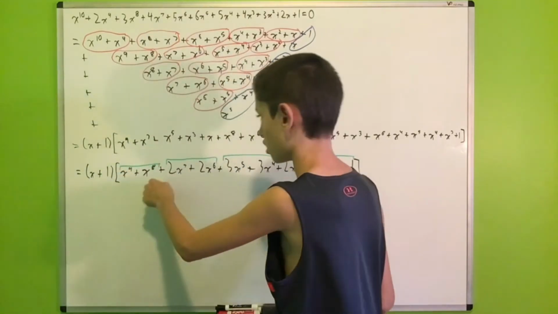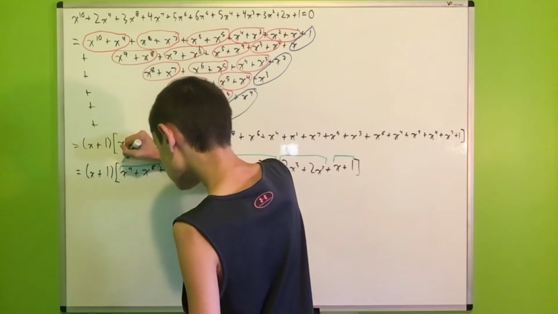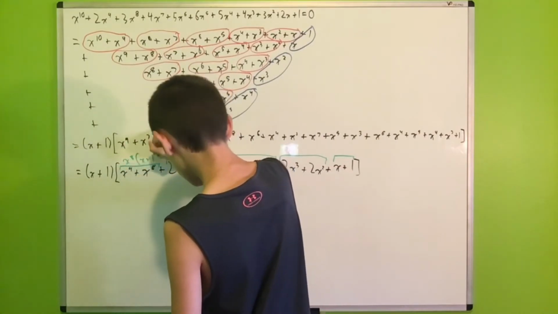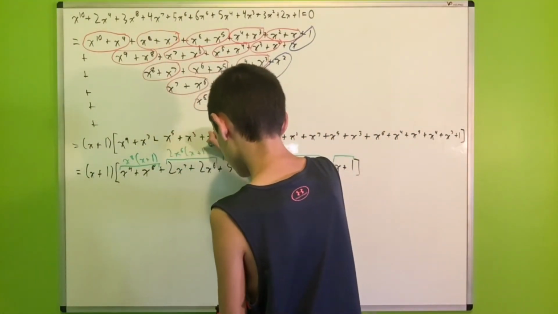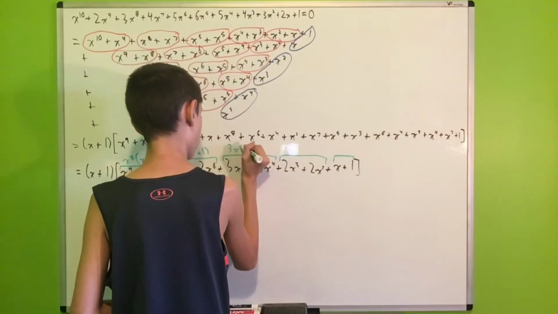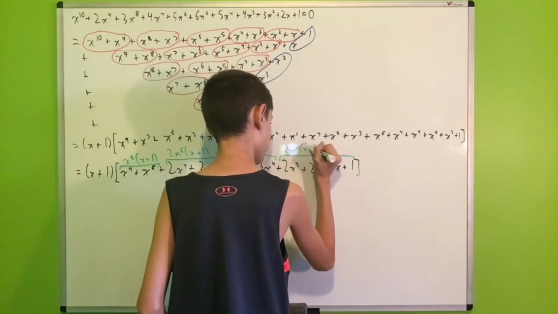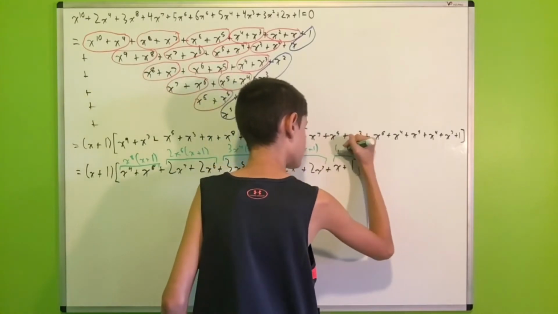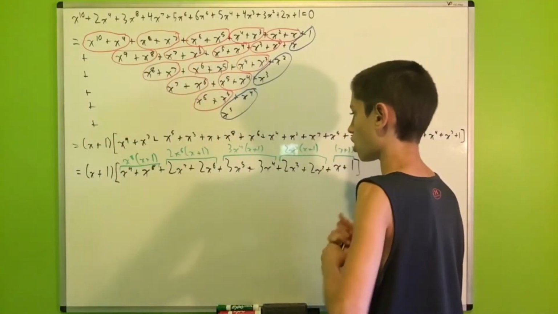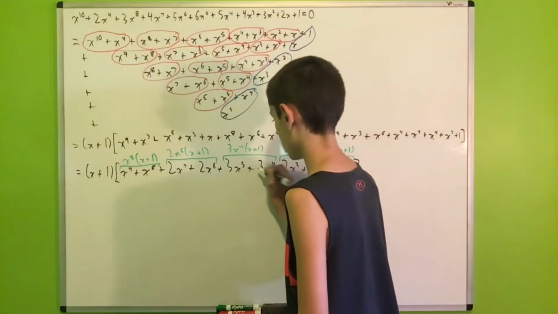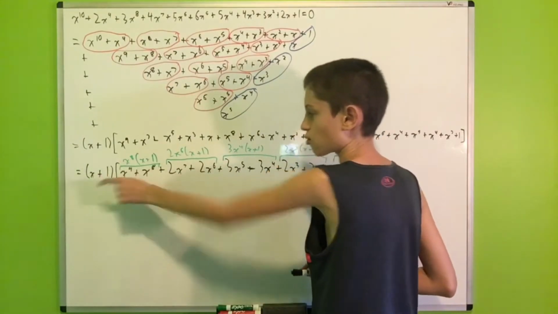And now let's factor the common factors. Well, that's basically the point of factoring common factors. Okay, so here we'll have x to the 8th times x plus 1. Here, factoring out 2x to the 6th, 2x to the 6th times x plus 1. Here we'll have 3x to the 4th times x plus 1. Here we'll have 2x squared times x plus 1, like this, and here we simply have x plus 1. And now we have a common factor of x plus 1, which we can easily factor out, and this will combine with the x plus 1 we already have in the front.